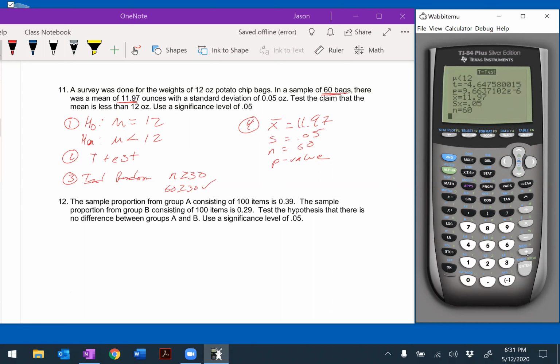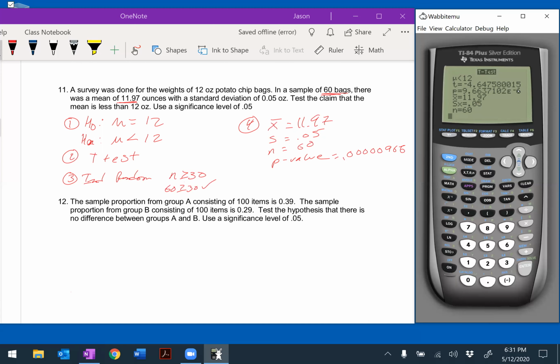When we calculate this out, we get an extremely small p-value. The p-value becomes 0.0000966. Okay, so extremely small p-value. This e to the negative 6 here means 10 to the negative 6th power. So it's extremely small. It's because we had such a small standard deviation and such a large sample size.